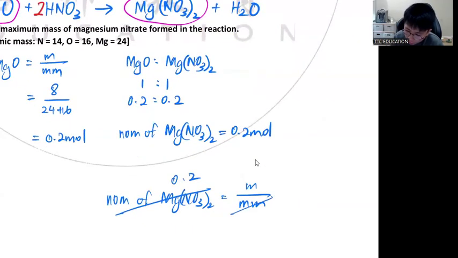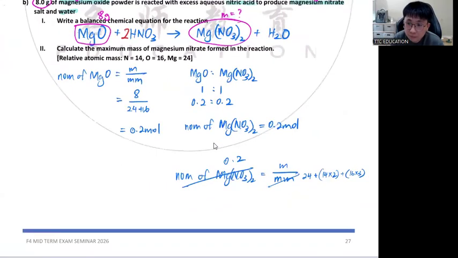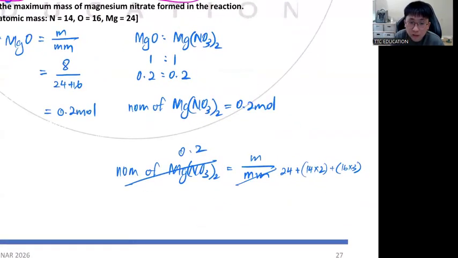Okay, so it's supposed to be 24 plus NO3 times 2, the whole thing multiplied by 2. So the idea is you can expand it to N2O6. So it will be 14 times 2 plus 16 times 3. Okay, good. So you do the math: 14 times 2 is 28, 28 plus 48 plus 24.